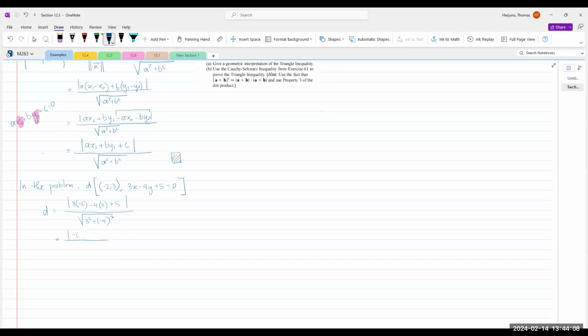This is absolute value of negative 6 minus 12 plus 5 over 5. Negative 18, so it becomes negative 13. That's 13 over 5. So that's 2.6. Okay. Now, I will go to the next question.